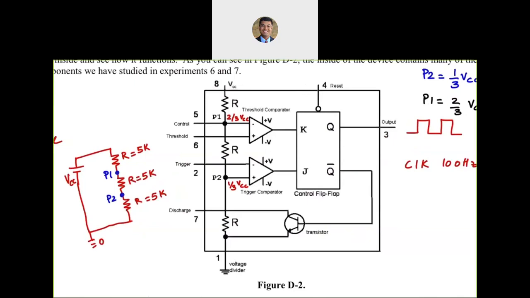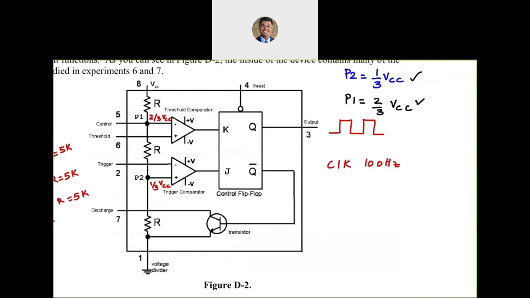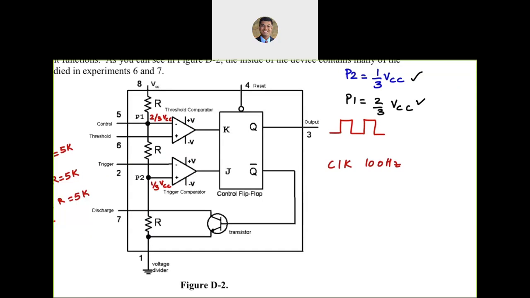Okay, so let's see. I have P1 and P2. That's set. That is not going to change with time. Those two voltages are set. And we talked about the three resistors being in the voltage divider configuration. Following that, we have two comparators. So comparators using the op amps, we know what each of them does because we have explored comparators in experiment 6. So for example, if I just want to look at maybe the threshold comparator, I can write some statements over here regarding that. And I'm taking a look at the threshold comparator here.